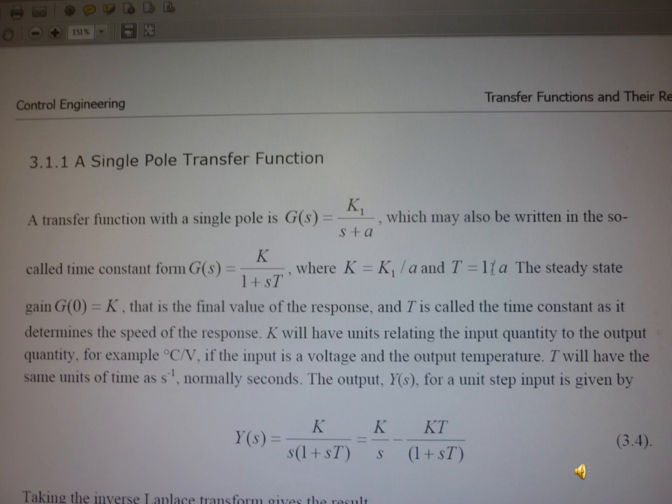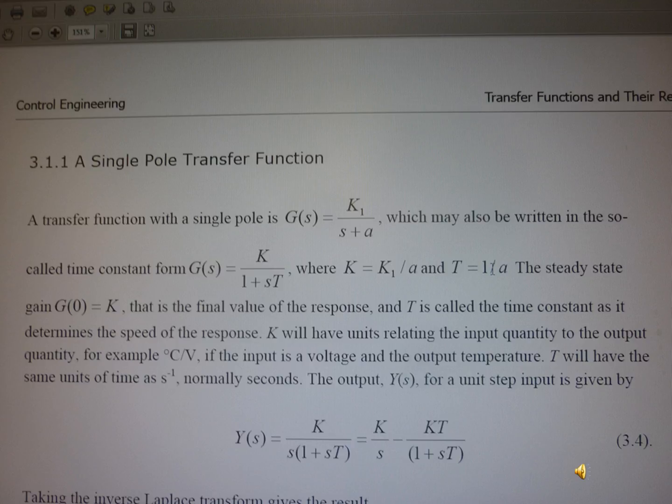This is a single-pole transfer function. We can write G equal to K divided by s plus a, or G equal to K divided by 1 plus sT. In this case, K equals K1 divided by a, and T equals 1 by a.